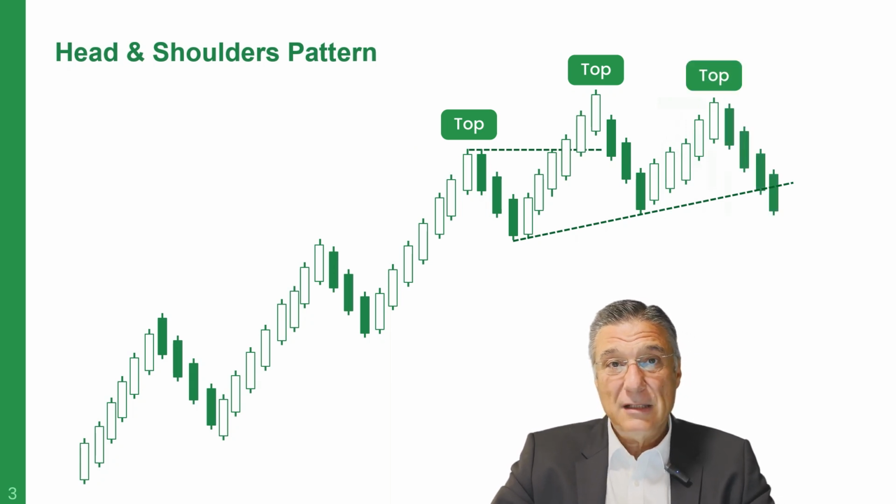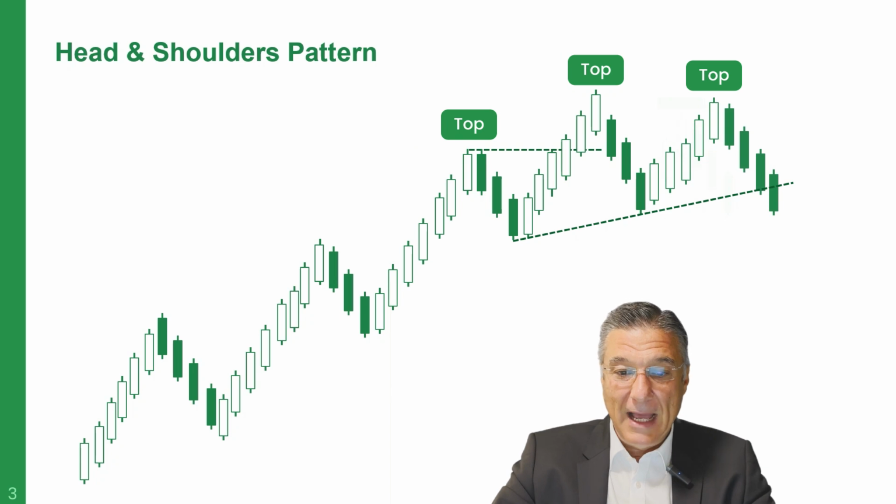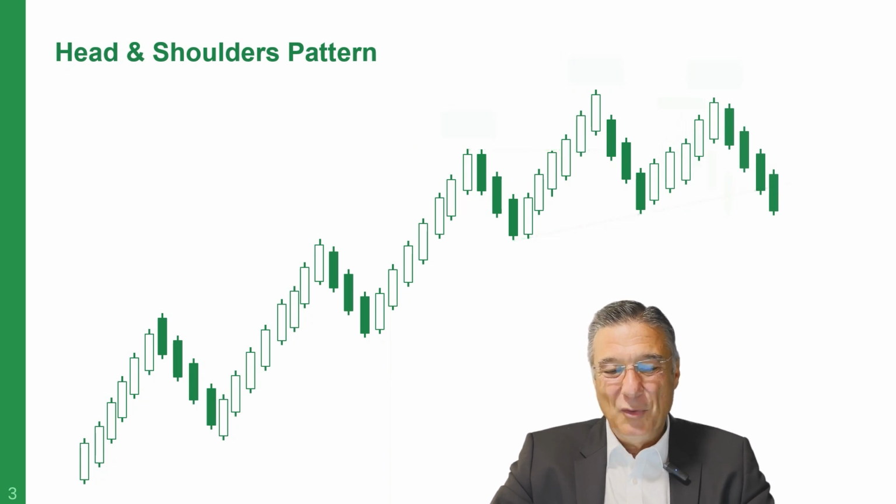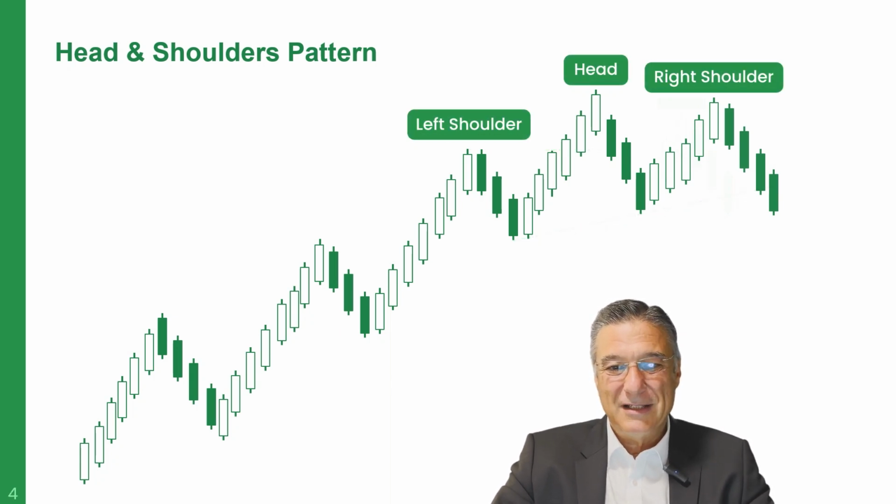So when prices fall below the line that connects the last two bottoms, when prices fall below the support level, then it's a signal that the uptrend has finished and a new trend in the opposite direction has just started, right? So let's take a look at the head and shoulders reversal pattern.